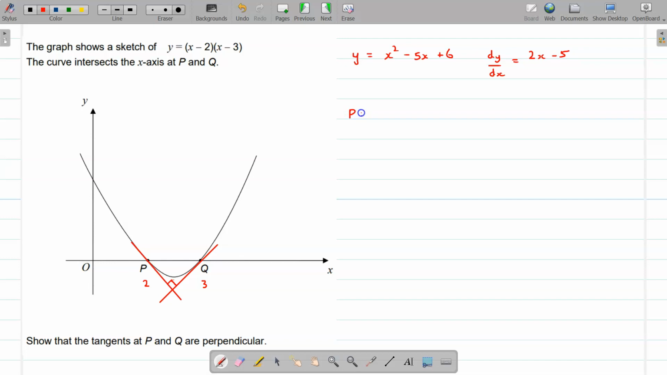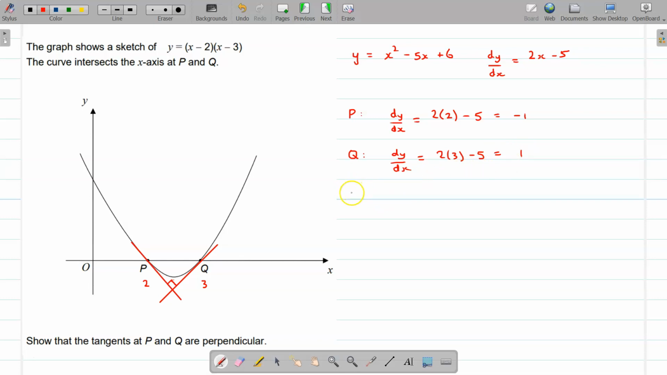So at the point P, dy by dx is equal to 2 lots of 2 minus 5, which is negative 1. And at the point Q, we know that dy by dx is going to be 2 lots of 3 minus 5. Okay, which is 1.